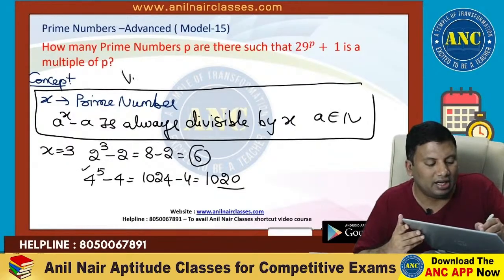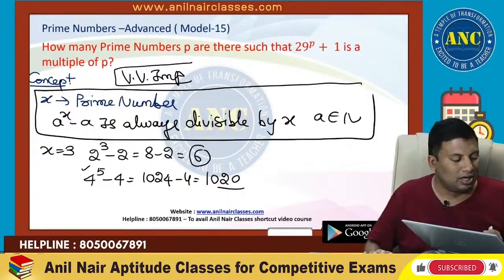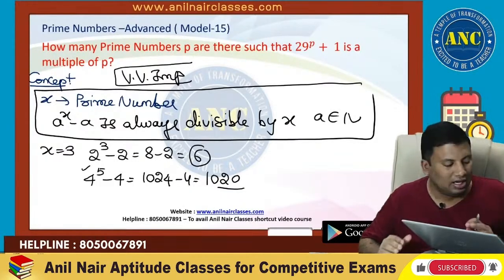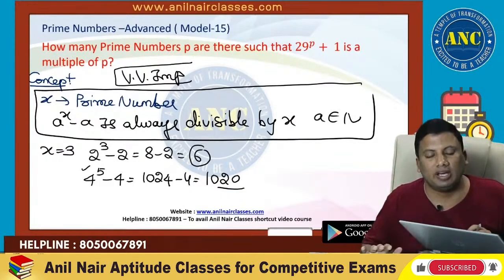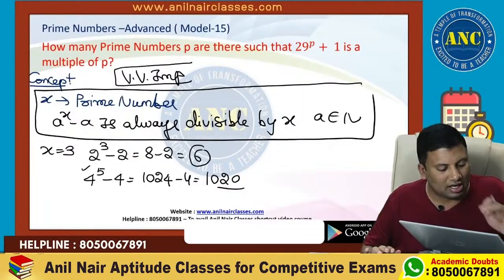Very, very important key point. If x is a prime number, a^x minus a is always divisible by x if a is a natural number.